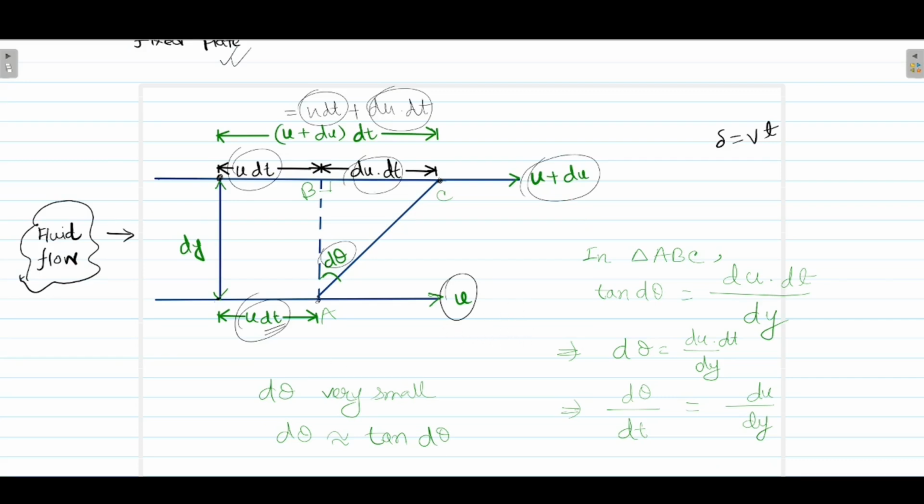So now what I am going to do is teach you Newton's law of viscosity. So what does it even mean? Newton's law of viscosity will simply tell you that the shear stress is proportional to the velocity gradient, which is simply du dy, and the shear stress tau is also proportional to d theta dt, which is what?